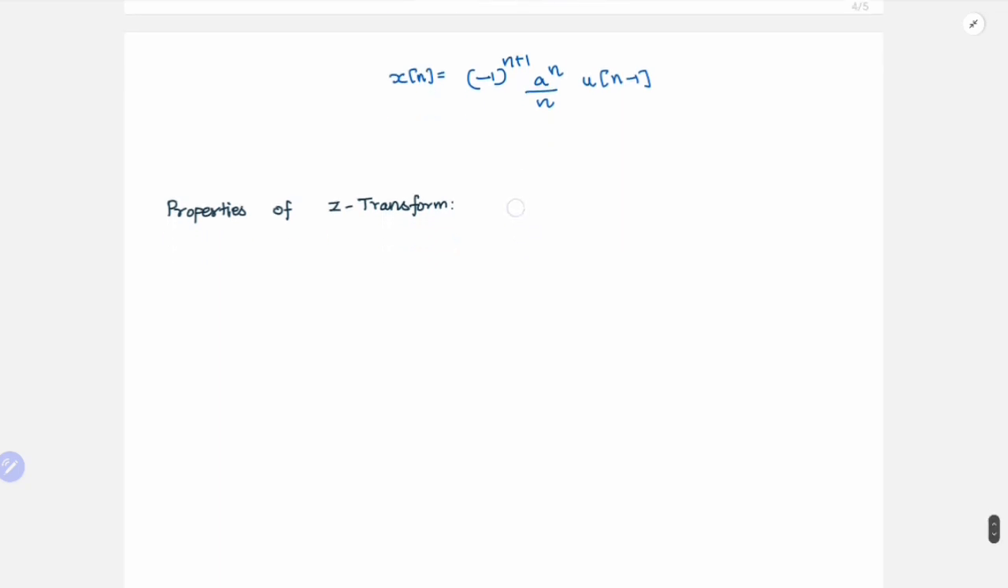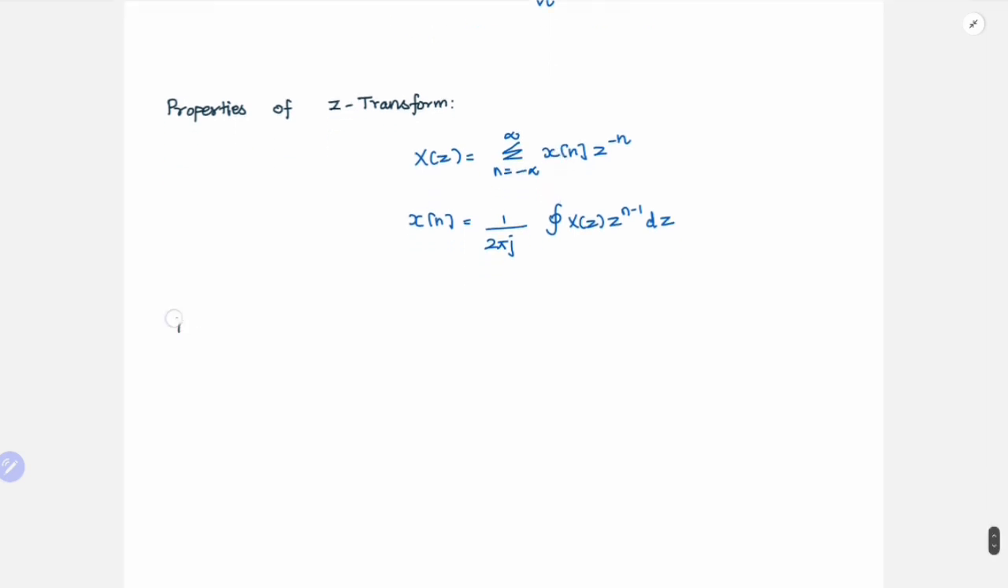So let me write out the Z transform and its inverse just so that it is easy for us to refer. So the Z transform equation is x of z equal to summation n equal to minus infinity to infinity x of n z power minus n, and our inverse Z transform is x of n equal to 1 over 2 pi j closed integral x of z z power n minus 1 dz. So you should be careful with this n minus 1. Okay.